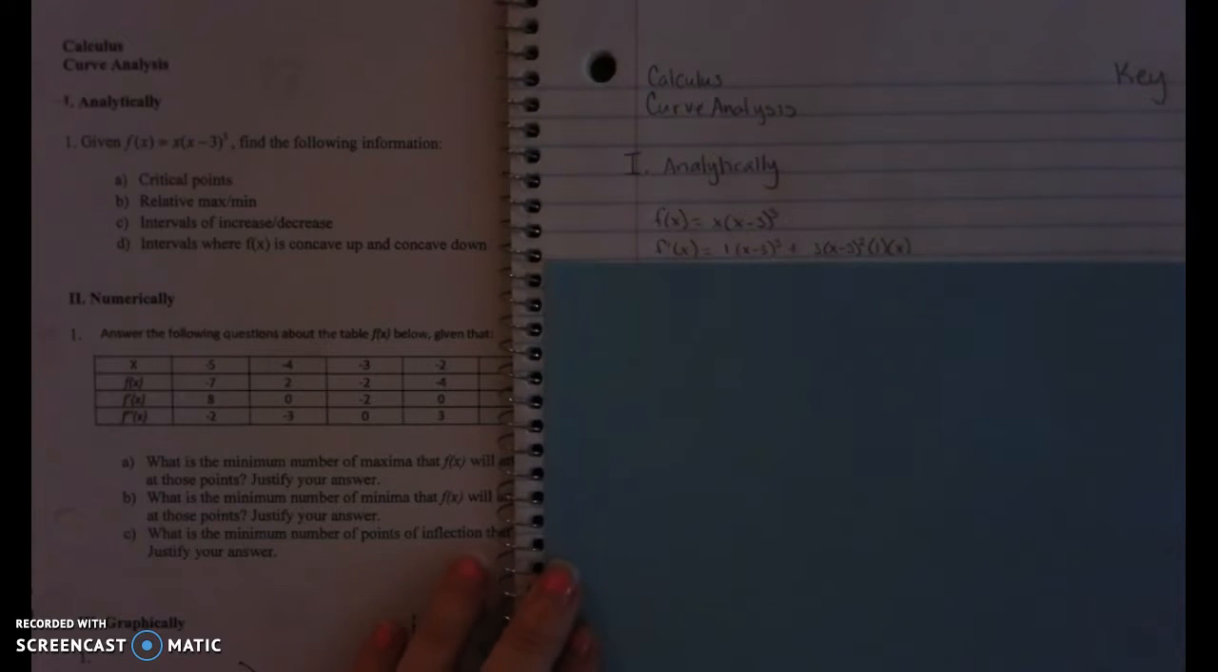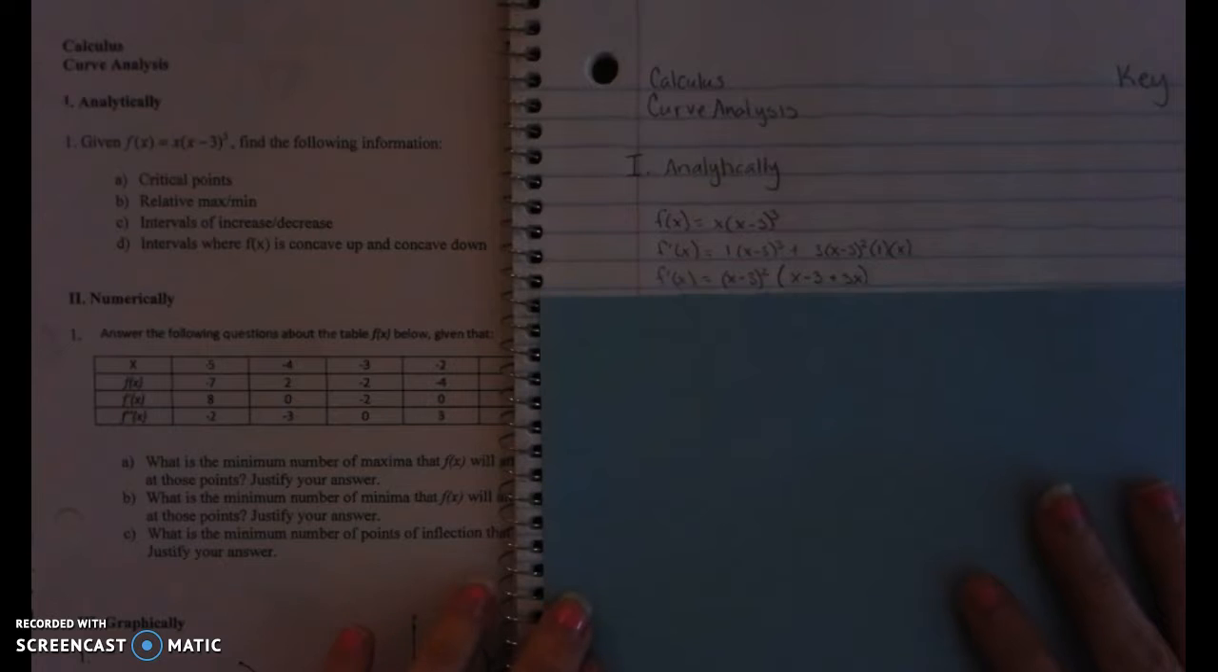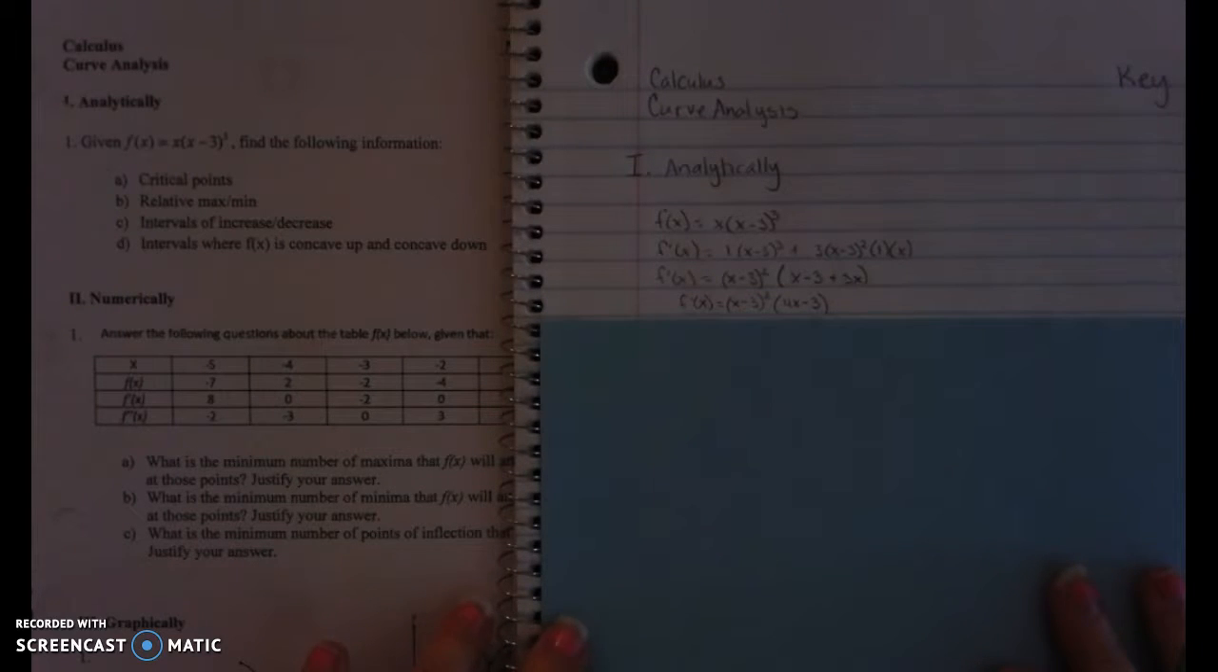Okay. When we start cleaning that up, the first thing that I did here is I found the GCF, which is (x minus 3) squared, and when you factor that out, you get an (x minus 3) plus 3x. So when you clean that up, f prime of x is equal to (x minus 3) squared times (4x minus 3). Okay, so now that we have the derivative, we can find the critical points.